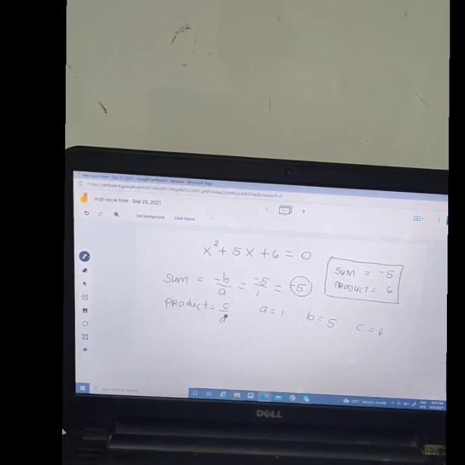For the product, we have c over a. The value of c is 6, and the value of a is equal to 1. 6 over 1 is equal to 6. So, the sum and the product of x squared plus 5x plus 6 equals 0, using the formula, is negative 5 and positive 6, which is also equal to the one that we have previously computed.